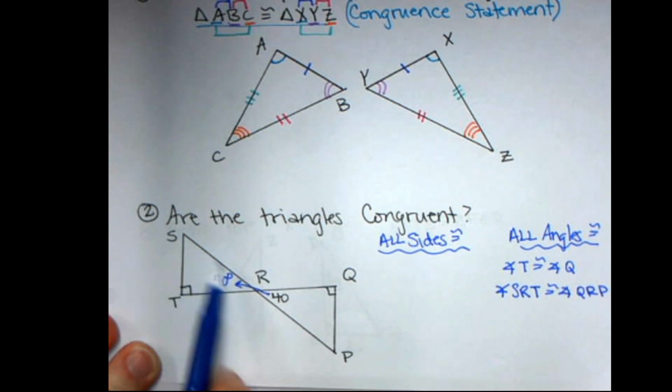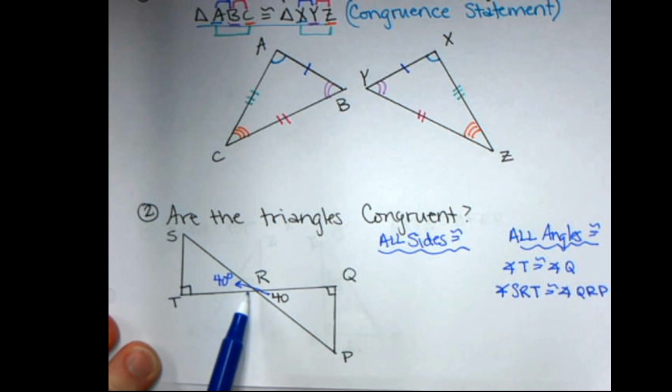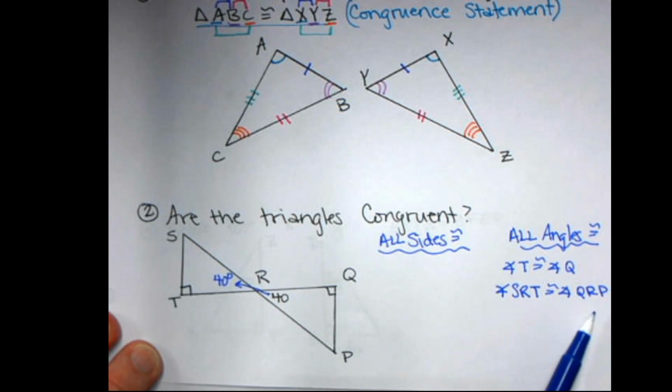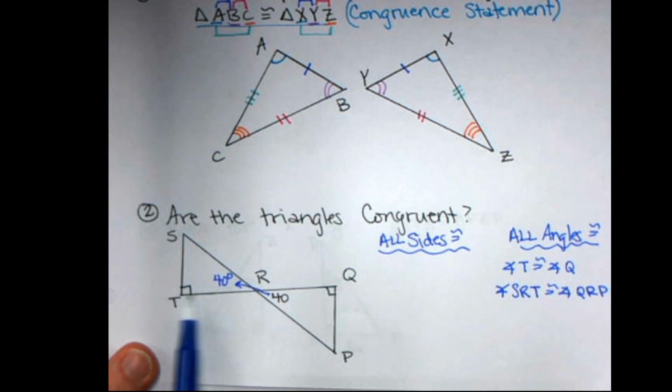I had to use 3 letters there because on vertical angles, if we use just one and say angle R, I don't know which one you're talking about. So whenever we do vertical angles, you have to use the 3-letter labeling for your angles, otherwise I don't know what you're talking about. So we have angle SRT and QRP to represent our 2 40-degree angles. All right, so that's 2 angles down.